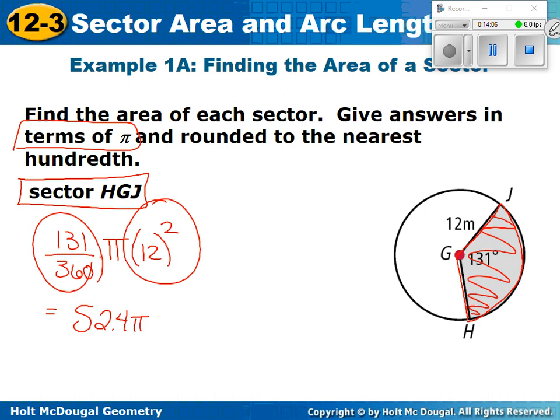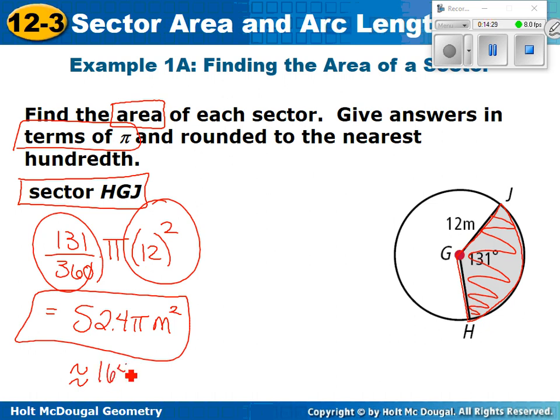Questions? Units. What are our units? We're finding the area. So what should the units be? Meters squared. And then you're going to round that to the nearest hundredth because the directions asked for both answers. Watch your directions. So what do you get to the nearest hundredth? 164.62 meters squared. Questions on area of a sector? Pretty easy? Okay, you have to know the formula. As long as you know the formula, you'll be okay.